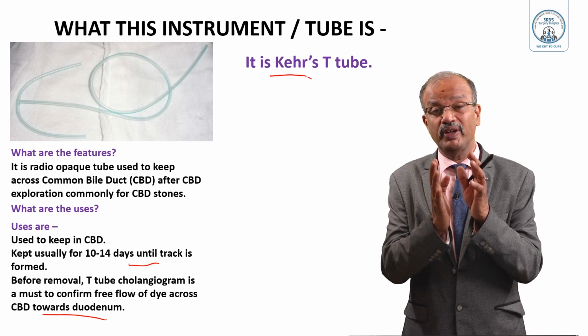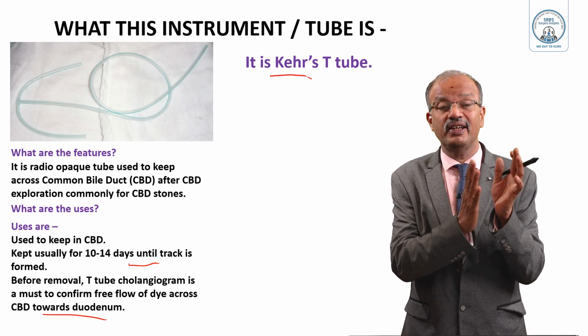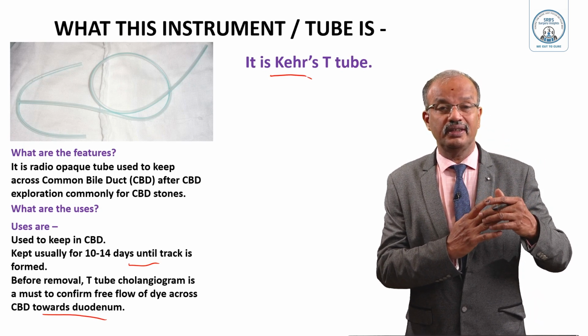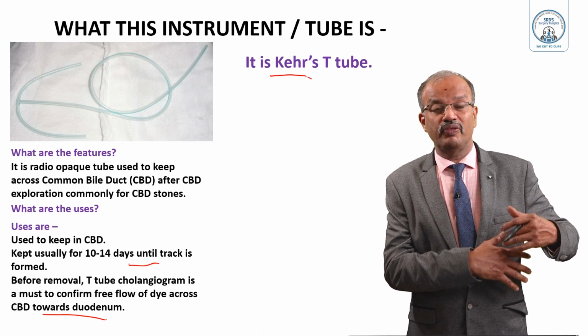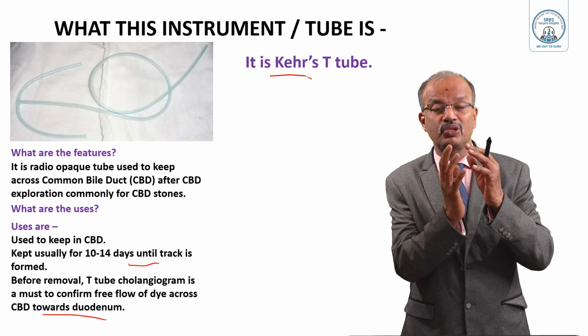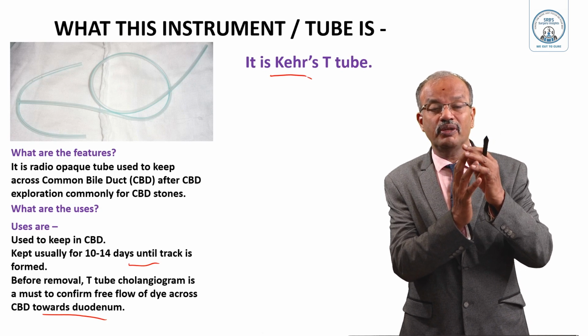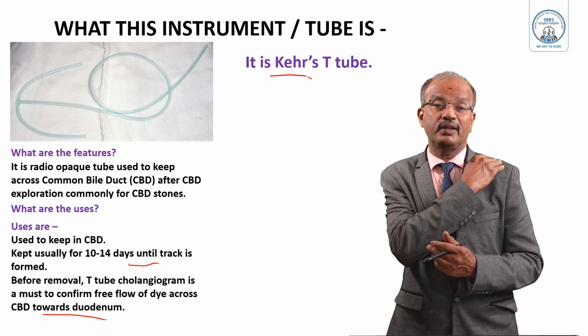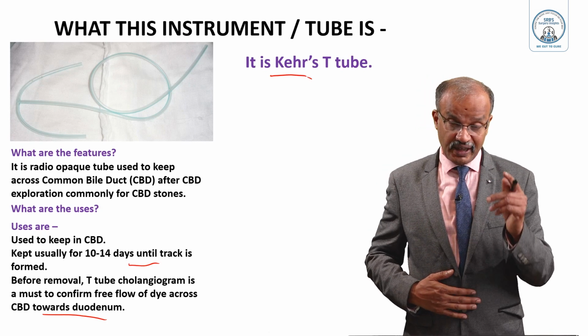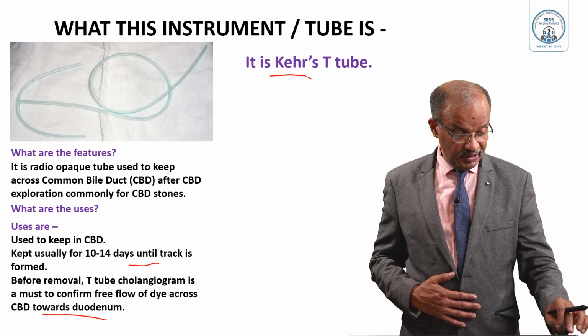Another Kehr's thing: when it is kept in the exam, Kehr's sign also they will ask. That is the sign which is seen in splenic injury with splenic hematoma, where hematoma occurs above the spleen, between the spleen and the diaphragm. So the diaphragm nerve gets irritated. The patient develops referred pain into the left shoulder. That is Kehr's sign. This is the Kehr's T tube.